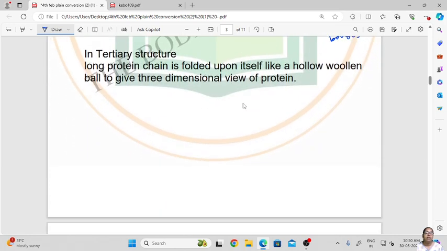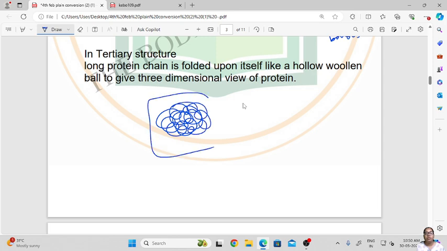Then comes our tertiary structure. So a long protein chain is folded upon itself like a hollow woolen ball to give a 3-dimensional view of the protein. So here what happens is the chain will fold itself and it will form a coil-like structure like a ball, and this is called as the tertiary structure of the protein. So basically the primary protein which is there, it gives the structure to all the other forms of protein, that is to the secondary and the tertiary structure.